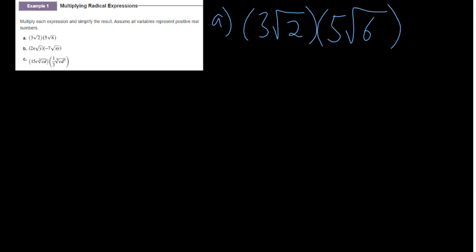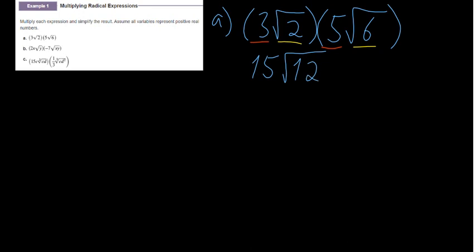Alright, so what we're going to do here is multiply the non-radical numbers, and then we're going to multiply the radicals like this, okay? So it's going to look something like, and I'll keep those underlined for right now. 3 times 5, well, that's 15. And then square root of 2 times square root of 6, well, that would be a square root of 12. Okay. All right, but we're not done.